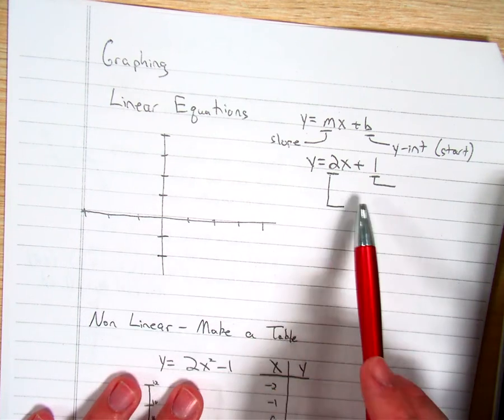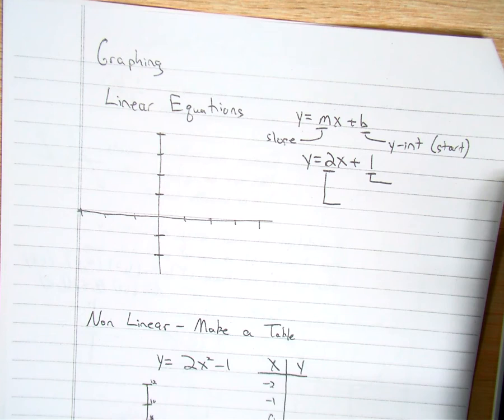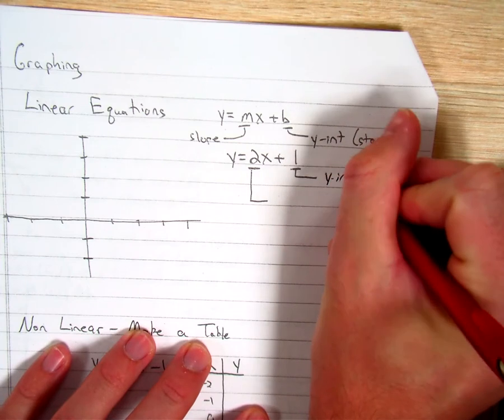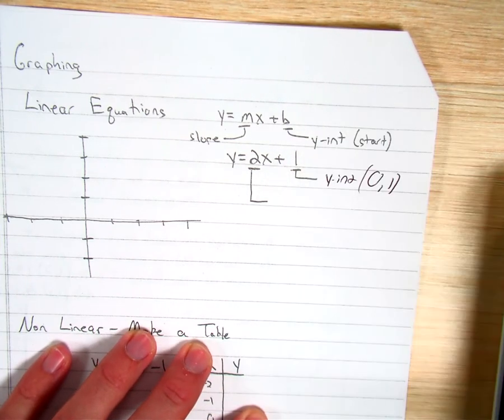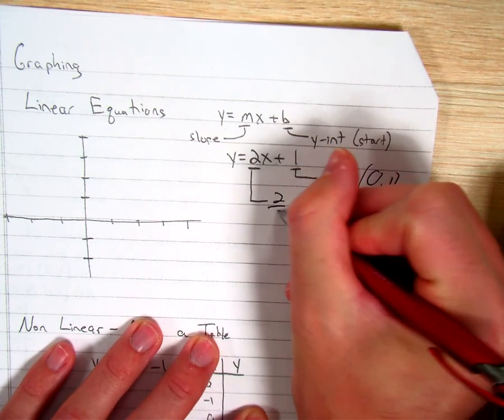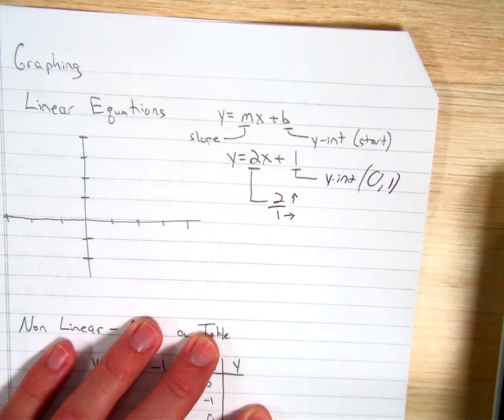Do your best to make sure those are even. Okay, if I gave you y equals 2x plus 1, that plus 1 is our y-intercept, where we're going to be starting at. So that means we're starting at (0, 1). And then our slope is 2, or 2 over 1. All right, we're going to go up 2, out 1.